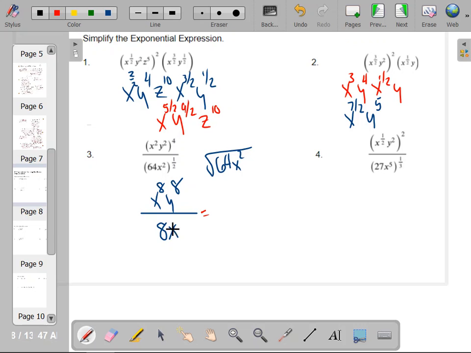And now we can simplify a little bit. Because you have 8 x's in the top and 1 in the bottom, you're going to cancel one of them out, and now you just have 8 in the bottom. So that cancels out, and now it becomes 7.